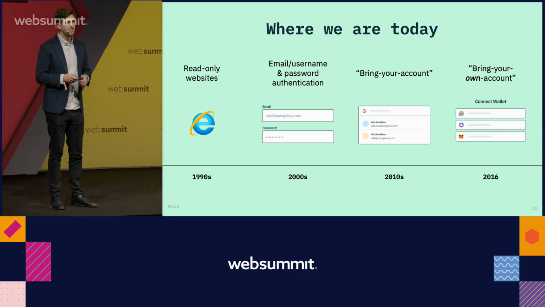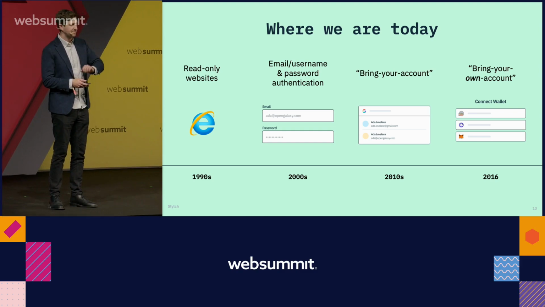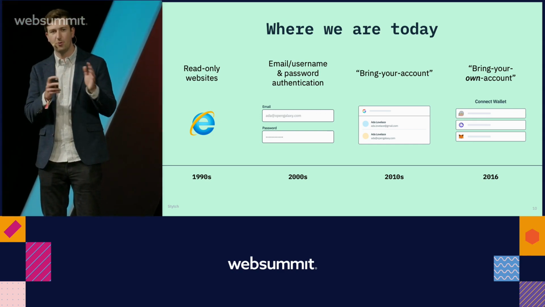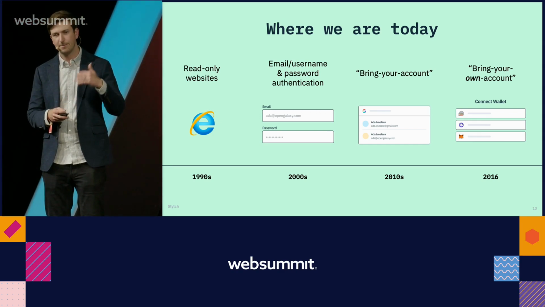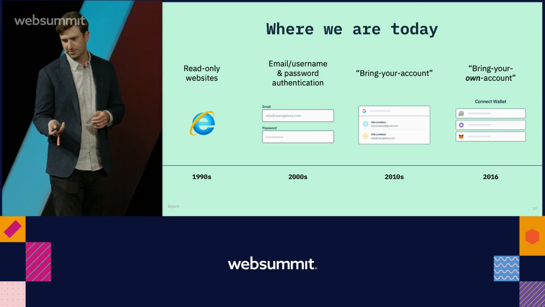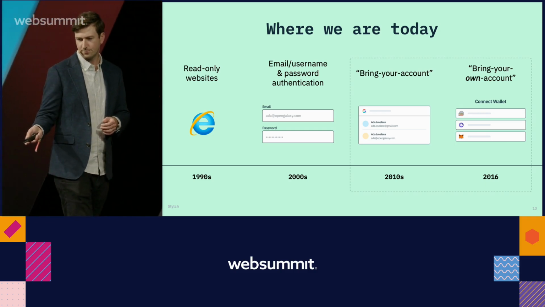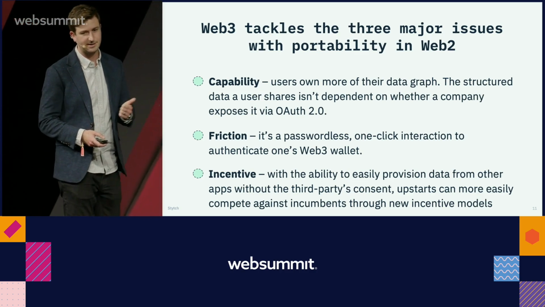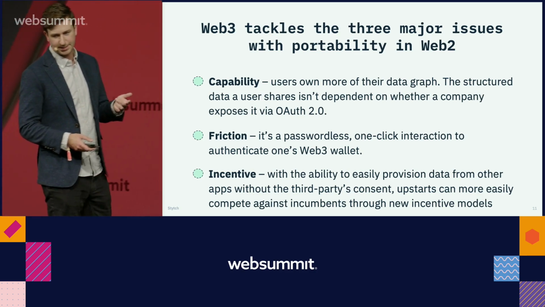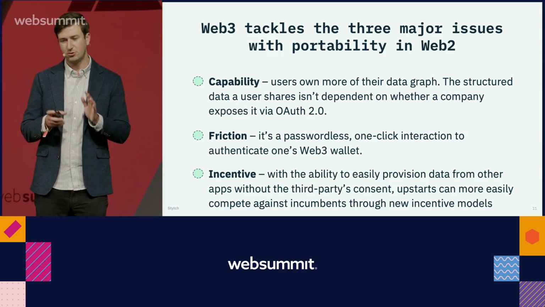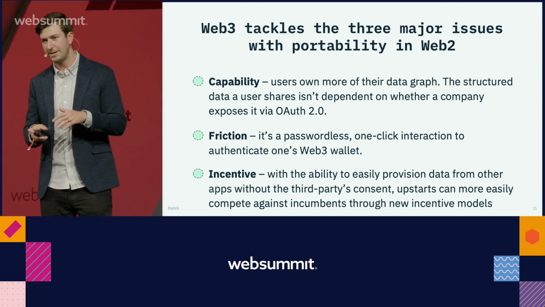What I would posit as the most interesting thing about Web3 is not the tokens, it's not the blockchain in itself, but it's some of the elements around the data architecture where now you can bring your own account across the web with things like wallets, where you're able to solve the 3 core shortcomings that we talked about a minute ago. And those 3 shortcomings that get solved by the Web3 data architecture are first, the capability. Users own more of their data graph. The structured data that you share isn't dependent on whether a company exposes it.